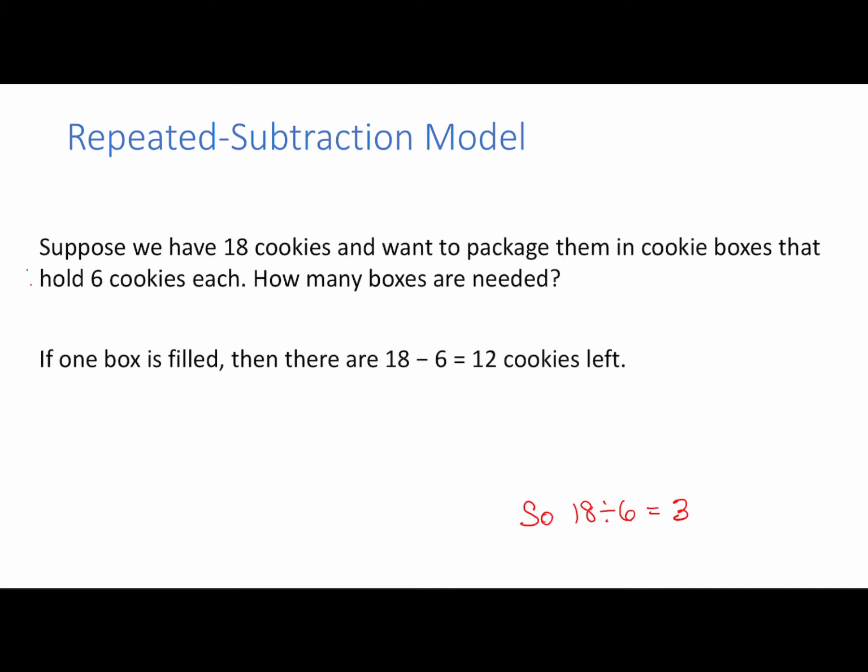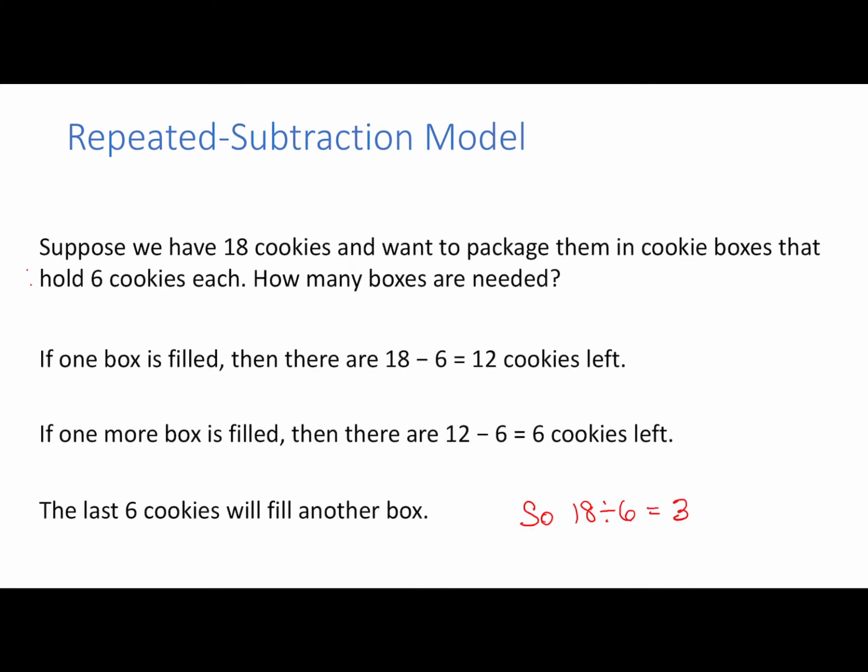So I'm going to fill one box and subtract the 6 cookies from the first box, or from the total. So I have 18 cookies. I'm going to subtract 6 and I'm left with 12 cookies. And I'm just going to repeat that process. So now I'm going to take 12 minus 6, that equals 6. And I have 6 cookies left. And finally, when I fill the last box, I'll have 6 minus 6, which is 0. So I have filled 3 total boxes.